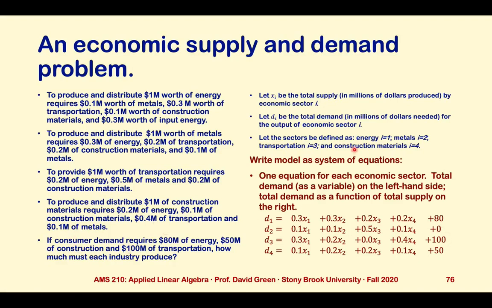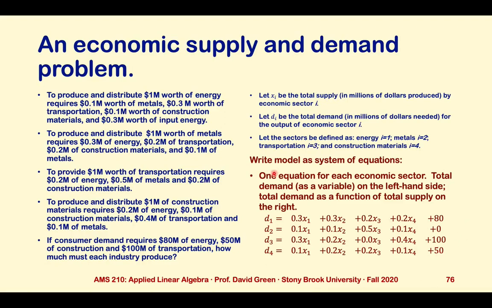For the final piece, construction, to produce energy requires 0.1. To produce 1 million of metals requires 0.2. To produce transportation requires 0.2. And to produce 1 million of construction requires 0.1 of additional construction materials. A $50 million consumer demand is added to that.